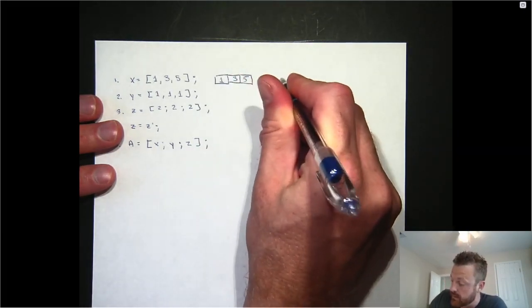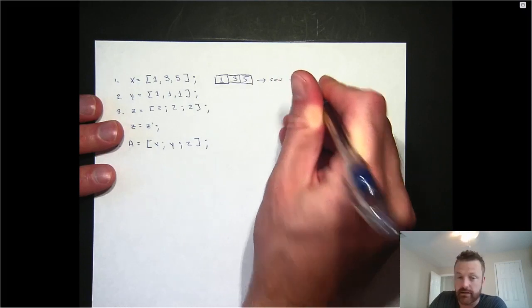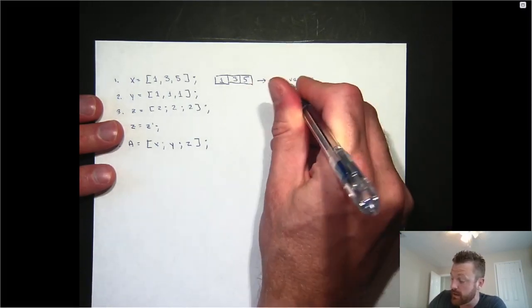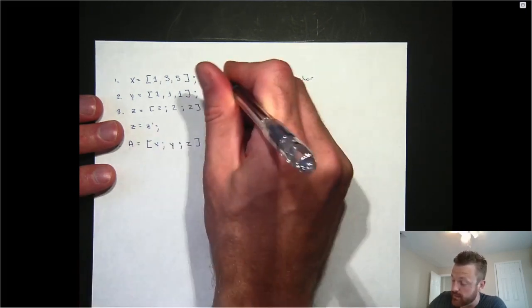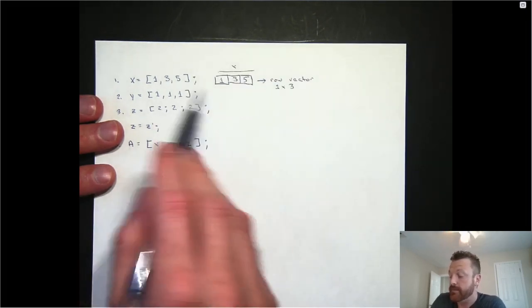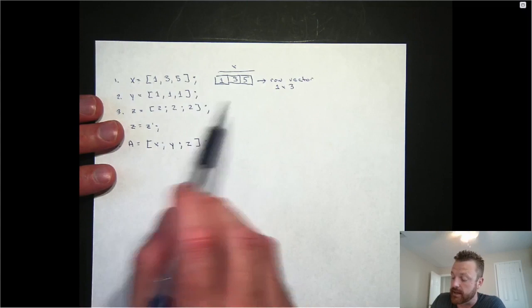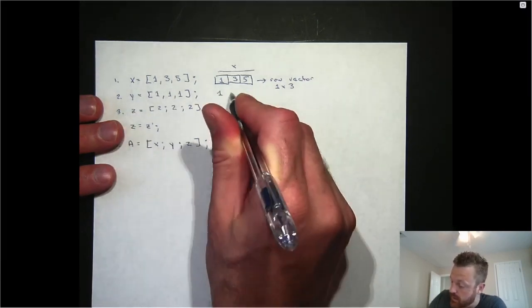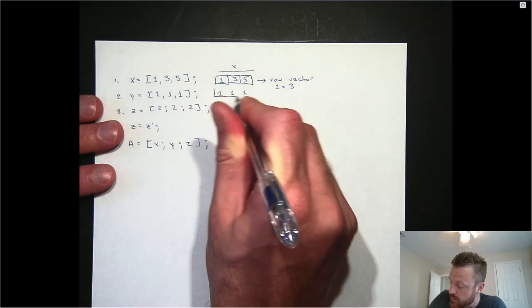So this is a row vector. We could describe its dimensionality by saying it is 1 by 3, since it's a row vector. So here is our variable x, and it's nothing more than a row vector of 3 doubles in this case. Variable y is going to be the same thing, right? It's just going to be 1, 1, 1, stored in this fashion.